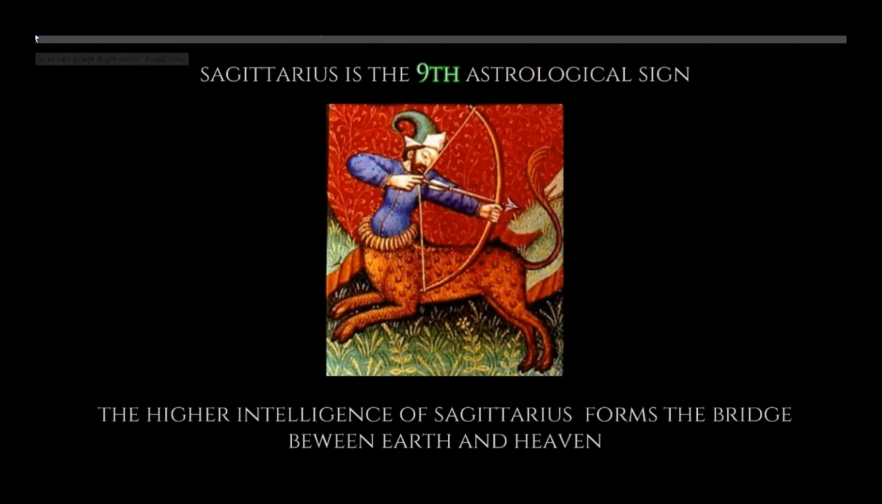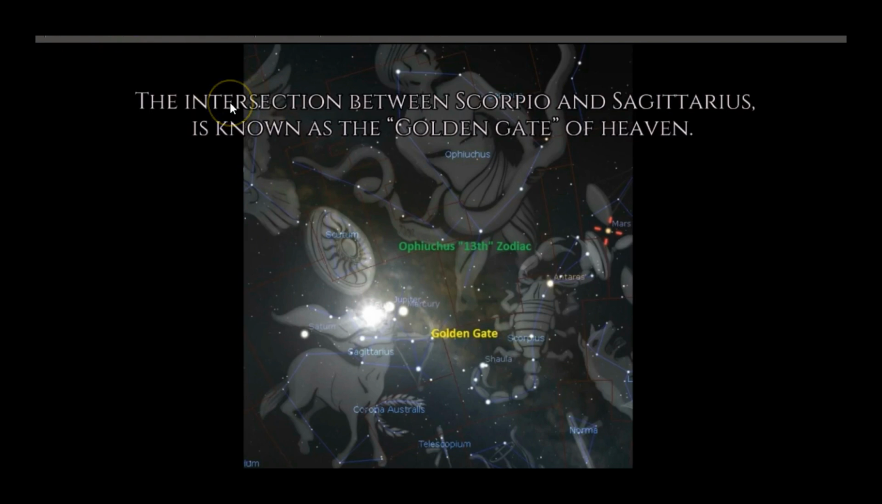And something that another channel that has helped me out a lot, the Casey Jones channel, he pointed this out to me, is that something significant about Sagittarius and Scorpio. What's known as the Golden Gate of heaven is at the intersection between the Scorpio and Sagittarius constellations. Right between those is the 13th, what's known as the 13th zodiac, Ophiuchus, the serpent bearer.